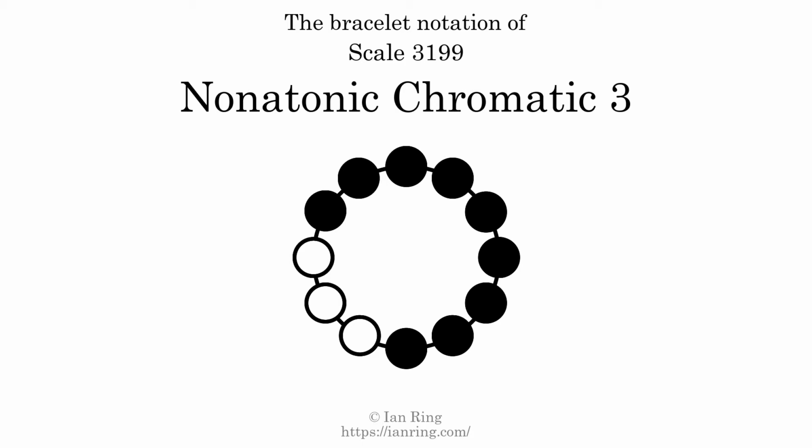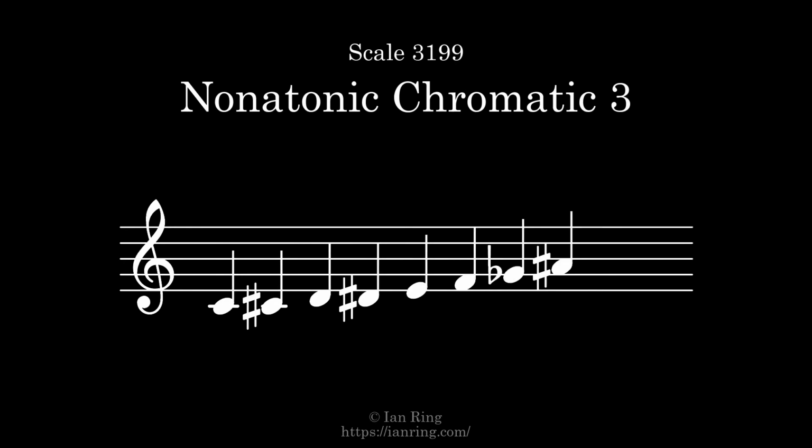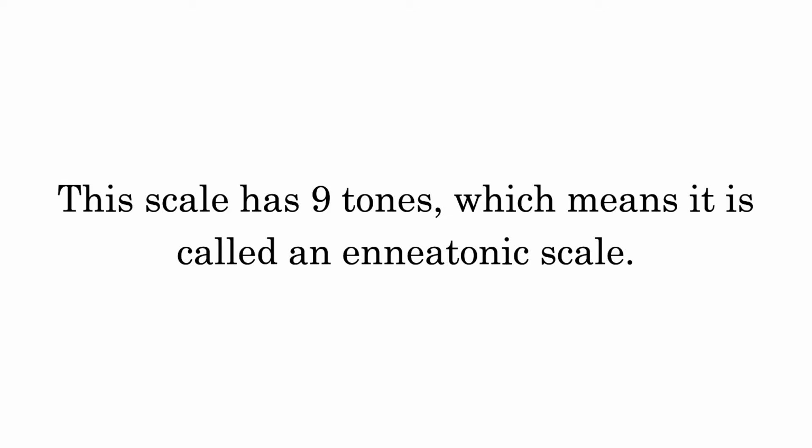Today we will talk about Scale 3199, Nonatonic Chromatic 3, which sounds like this. This scale has 9 tones, which means it is called an enneatonic scale.